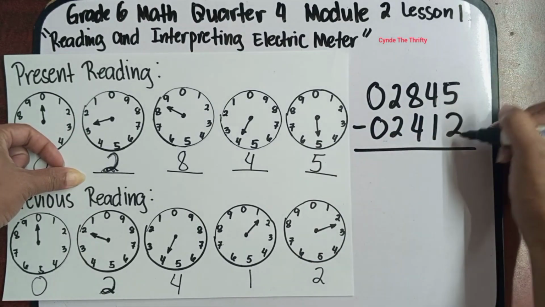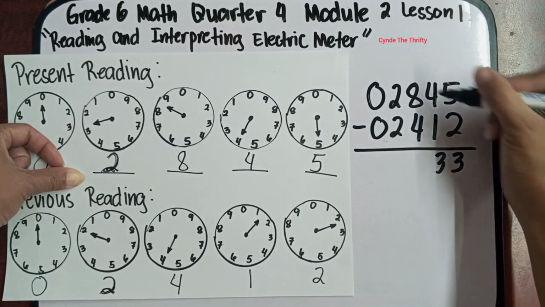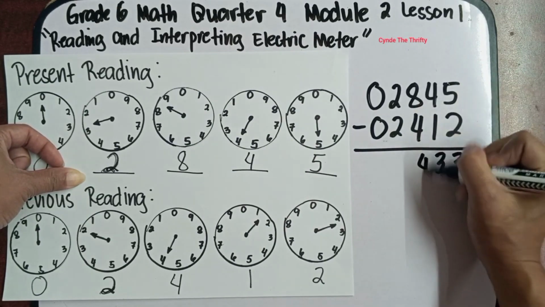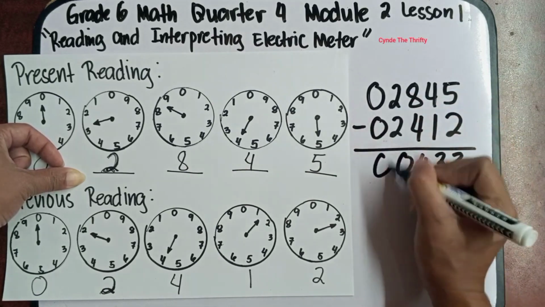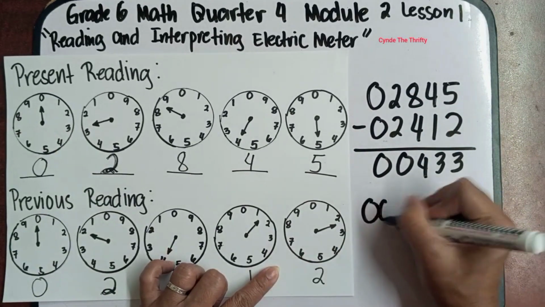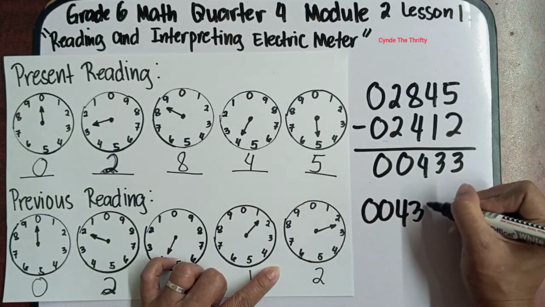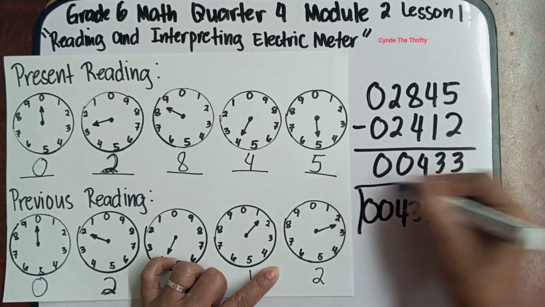So, 5 minus 2 is equal to 3. And then 4 minus 1 is equal to 3. And then 8 minus 4 is equal to 4. And then 2 minus 2 is equal to 0. 0 minus 0 is equal to 0. So, ibig sabihin, ang na-consume natin is 00433 kilowatt hour. So, ito na yung sagot natin.